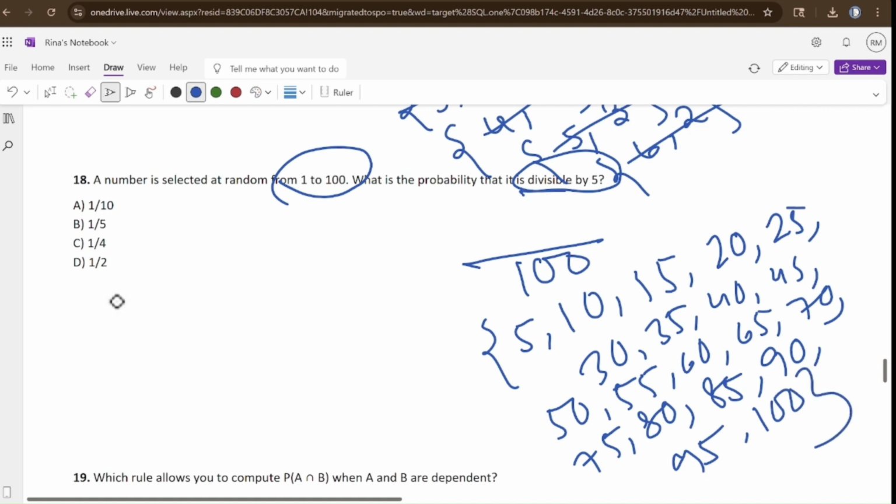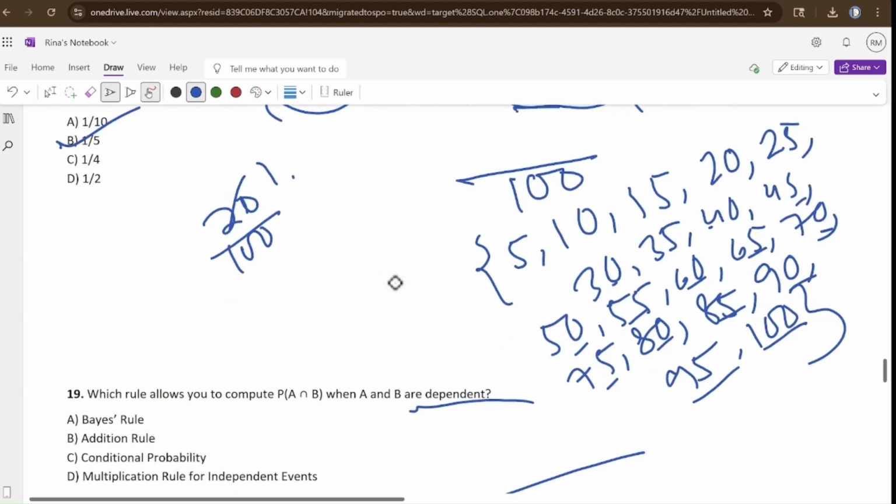You have to just multiply. 5 into 1, 5 into 2, 5 into 3, 5 into 4, 5 into 5. This way. Now you just count 1, 2, 3, 4, 5, 6, 7, 8, 9, 10, 11, 12, 13, 14, 15, 16, 17, 18, 19, 20. So it will be 20 by 100. That is 1 by 5. Okay, now the last question.